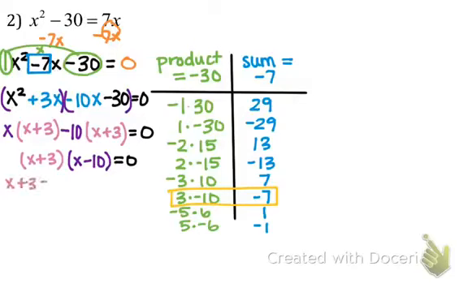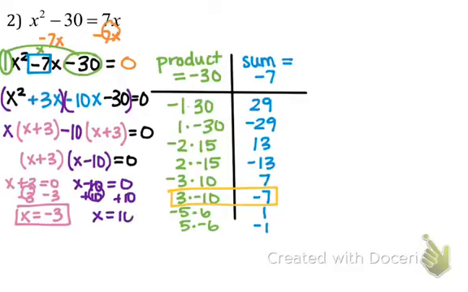Now that we have our 2 factors, we set them each equal to 0 and solve for x. Subtracting 3, x is equal to negative 3, and adding 10, x is equal to positive 10. So those are our 2 solutions.